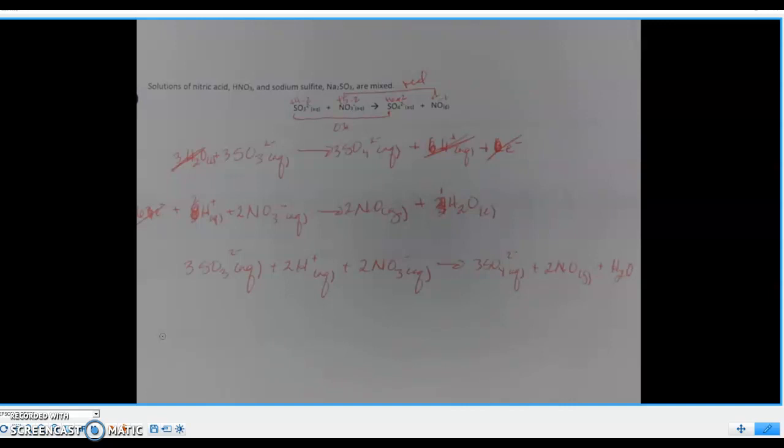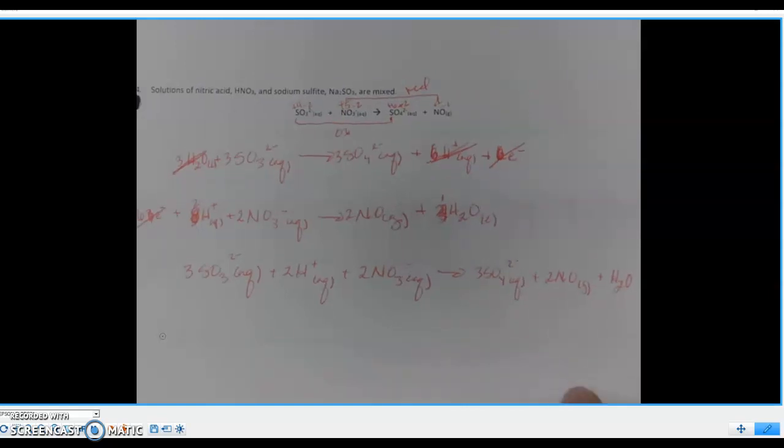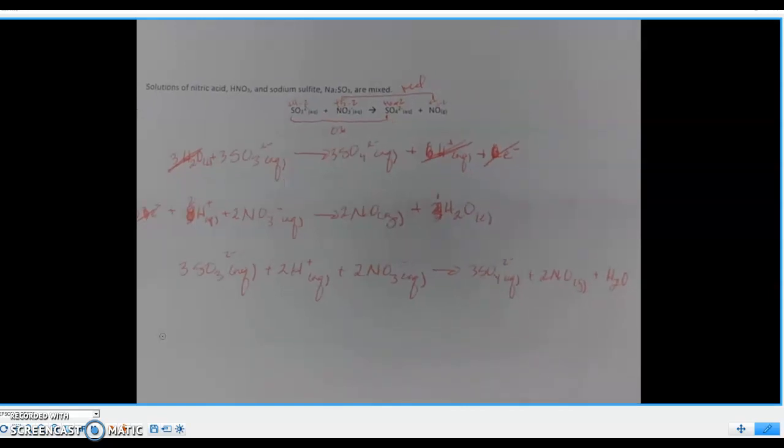Okay, everyone? Make sure that you finish the problem set for the redox reactions in an acidic solution. You will be happy that you got that done.